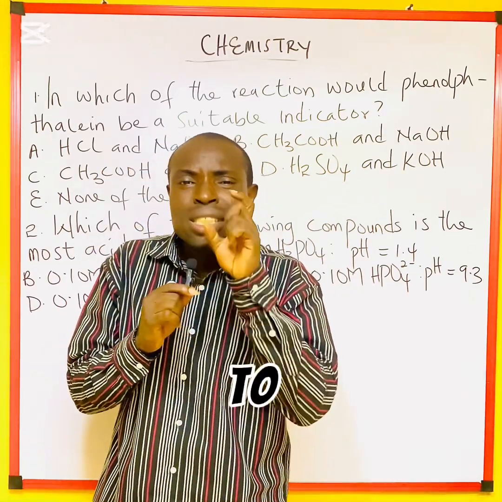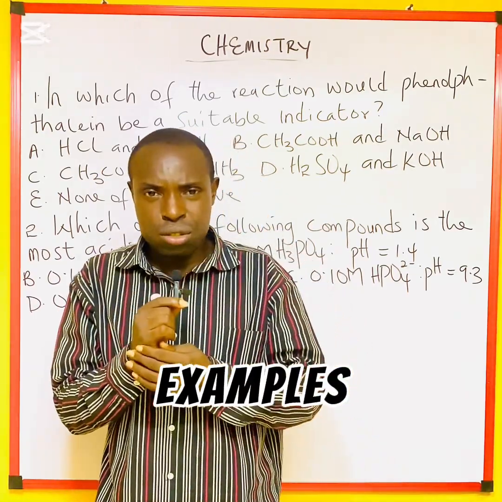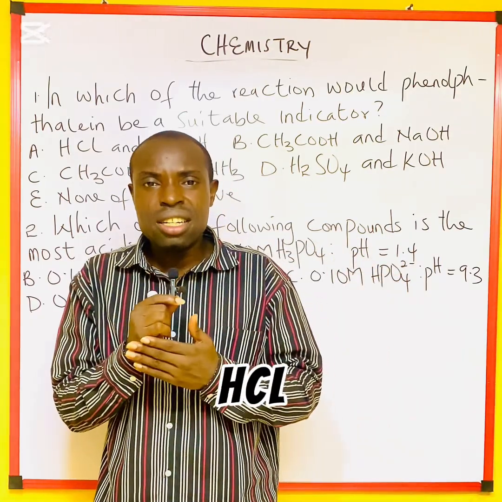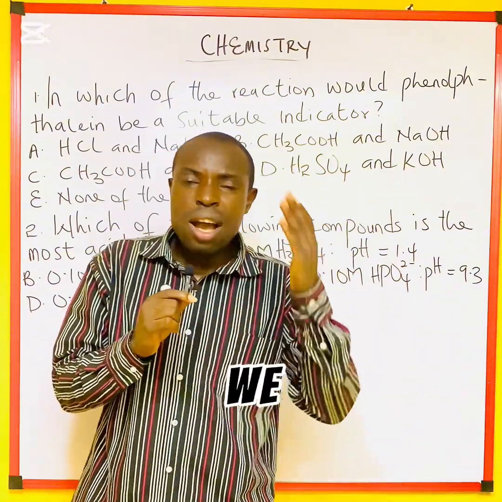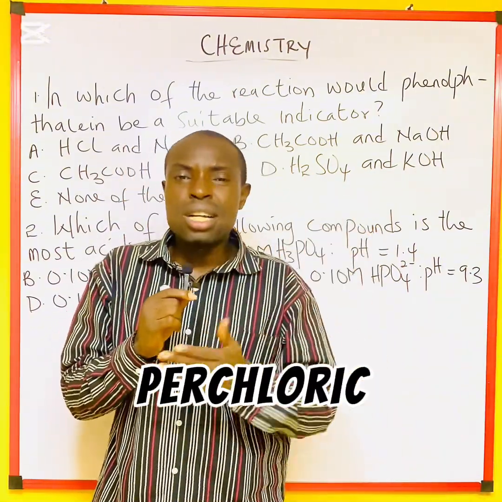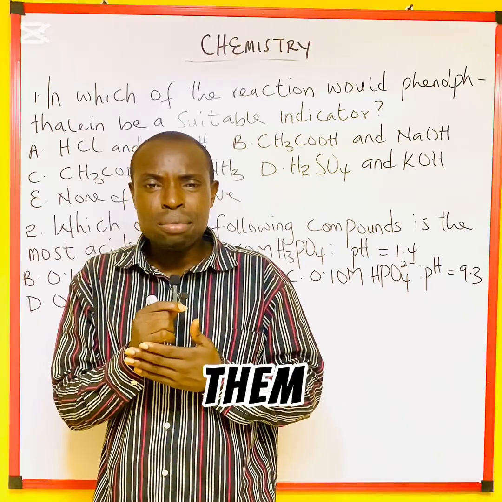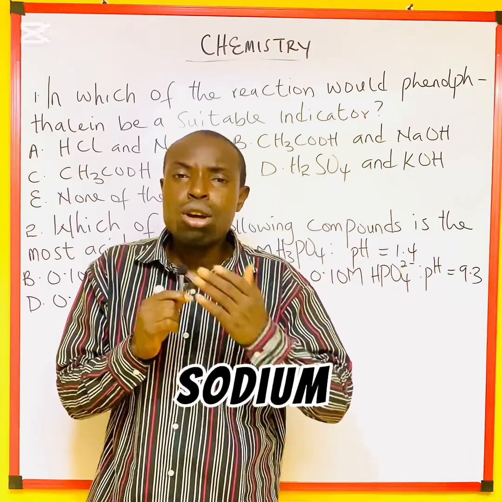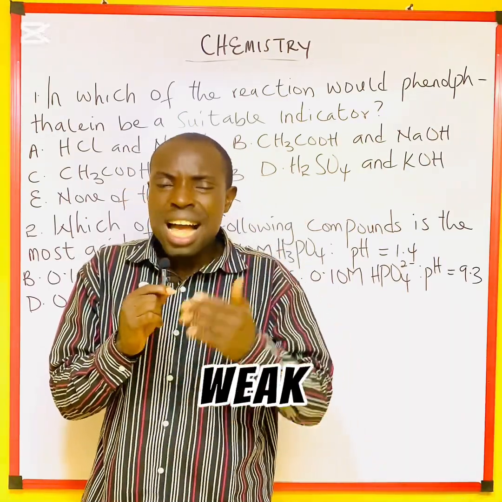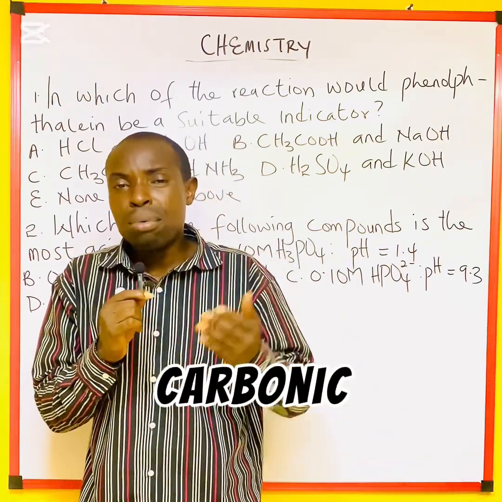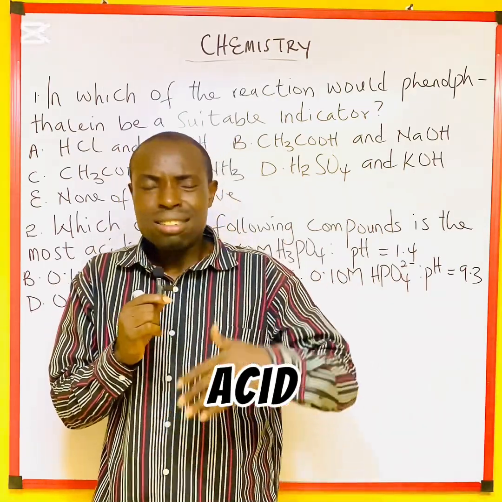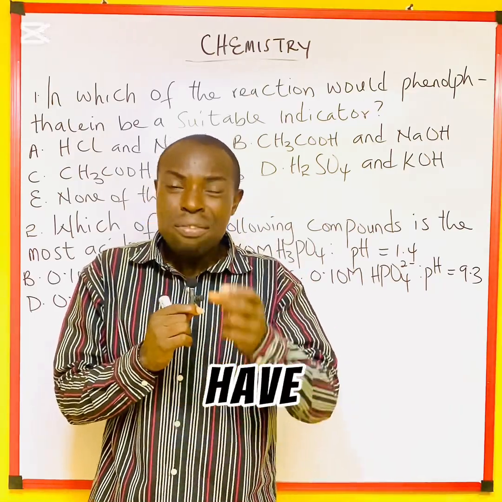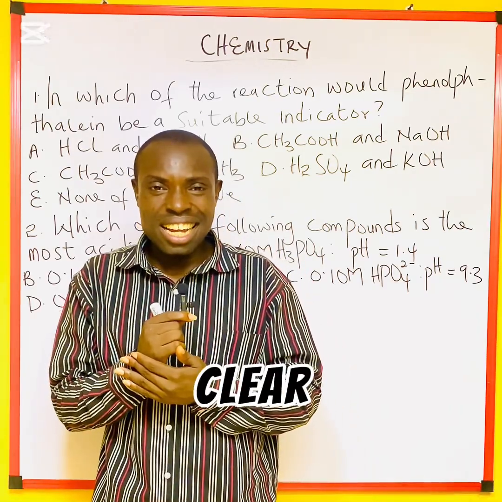Now we move deeper. You should be able to take note of their examples. Common examples of a strong acid: we have HCl, H2SO4, nitric acid, perchloric acid. Examples of a strong base: potassium hydroxide, sodium hydroxide. Examples of a weak acid: carbonic acid, phosphoric acid, and so on. A common example of a weak base is ammonia. Is that clear?